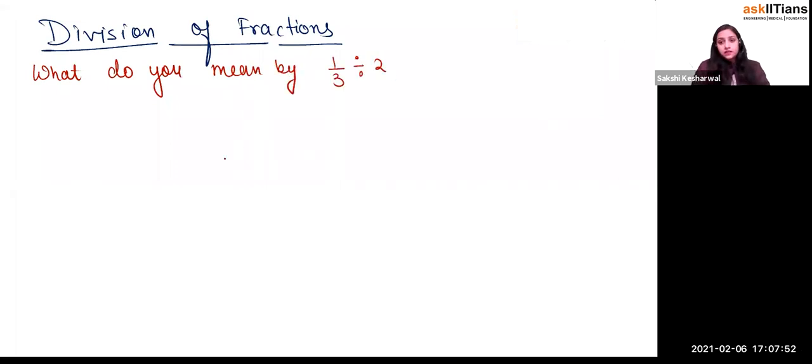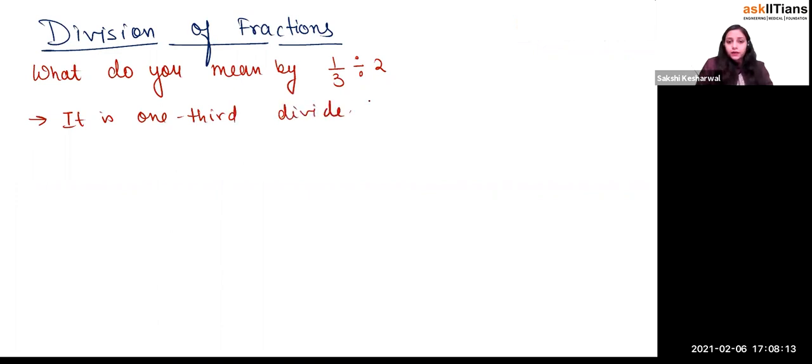It means that 1/3 of something is being divided into 2 equal parts. Yes or no? That is each 1/3. So it can be said that 1/3 is divided by 2. Let's take an example, right?